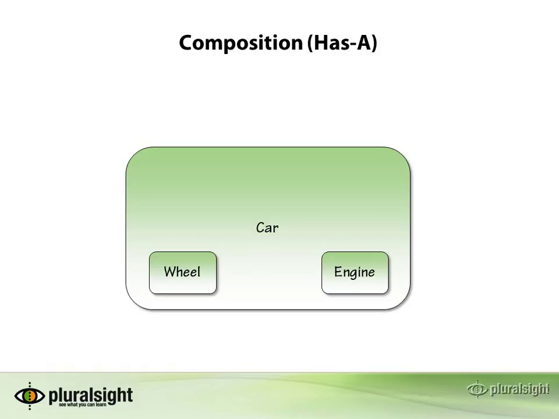And I'm going to show you in Java code how to model both inheritance and composition. But this is the basic idea of composition. It's also known as aggregation, which is that this car is made up of these other classes, and that's how these classes are related to each other.